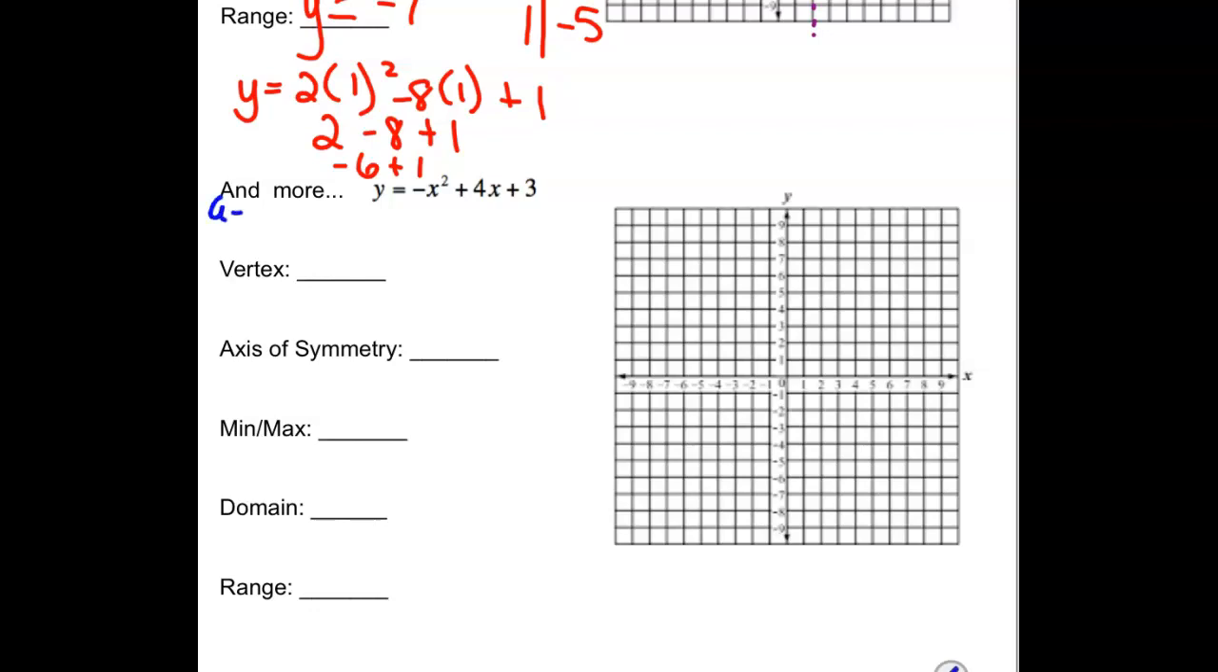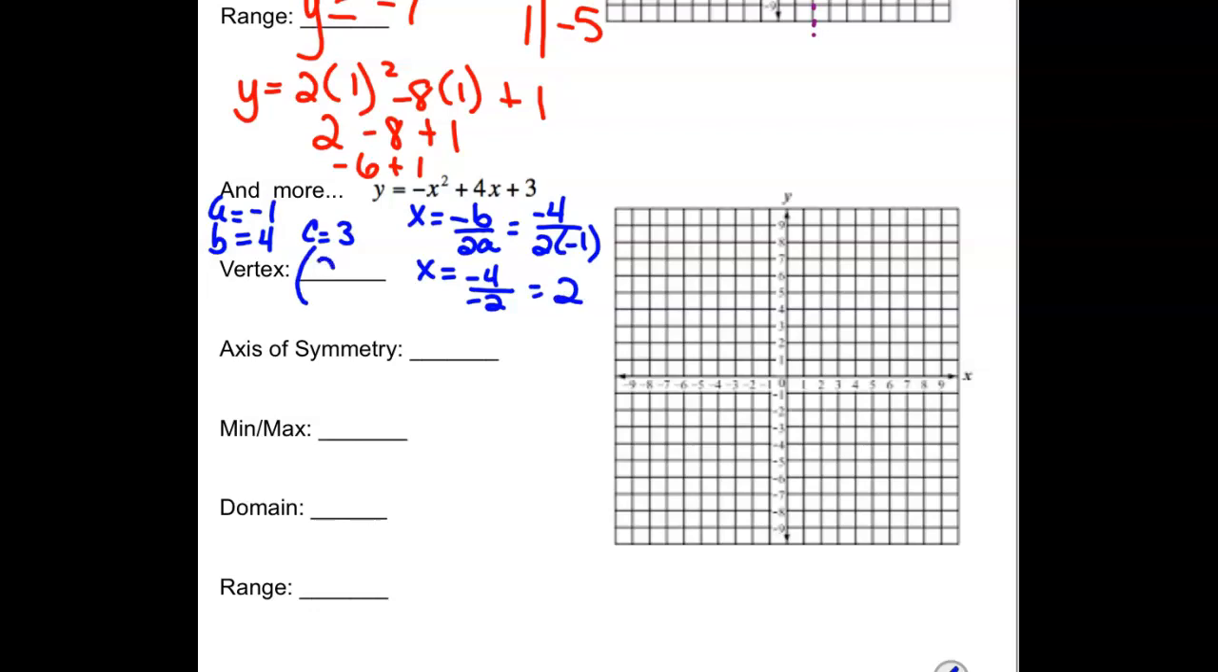This time our A value is -1, our B value is 4, and our C value is 3. So x equals the opposite of B divided by 2 times A. The opposite of B would be -4, and 2 times our A value would be 2 times -1. So our x value would be -4 divided by -2, which is 2. So I know that the x coordinate of my vertex is 2, and my axis of symmetry is also going to be x equaling 2.